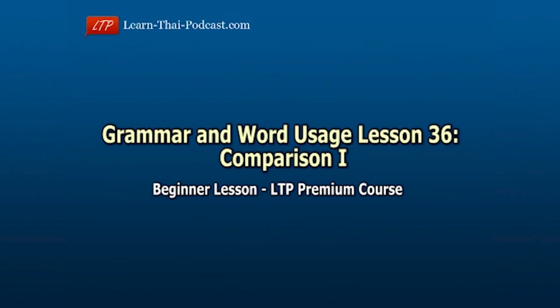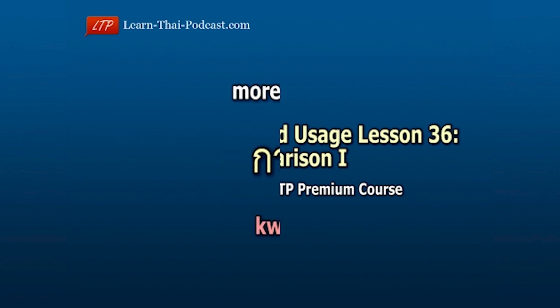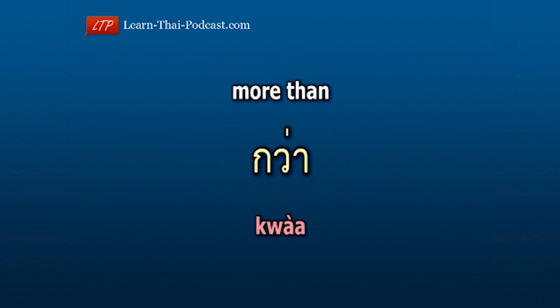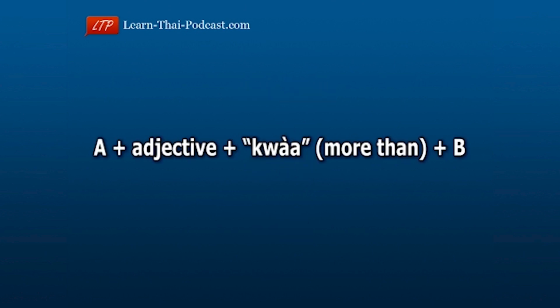Welcome to the 36th beginner grammar and word usage lesson of the Learningthai podcast premium course. In this lesson, you will learn how to make comparisons in Thai. Okay, let's begin. To say that something is more than something else, just put กว่า after the adjective. So the sentence structure is the first thing you want to compare plus the adjective plus กว่า the second thing you want to compare.